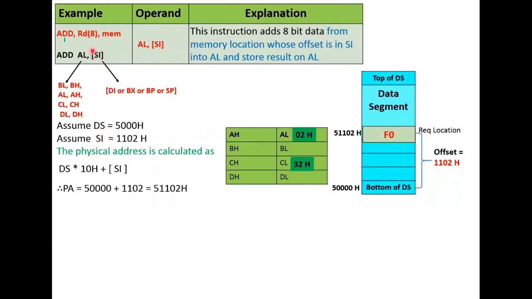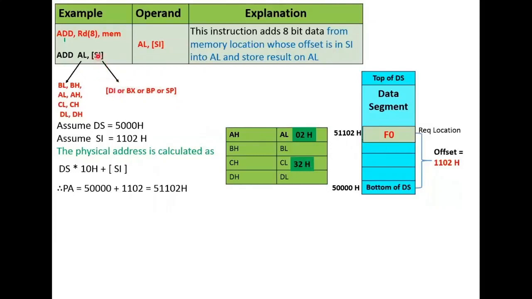So we know very well, inside the square bracket, if any 16 bit value is given, or any register or name is given, then we should understand that it is a memory location. In this place you may take DI also, sometimes BX may come, BP may come, SP may come.